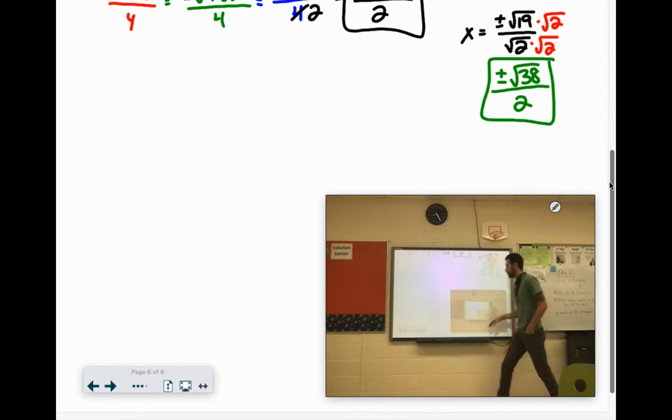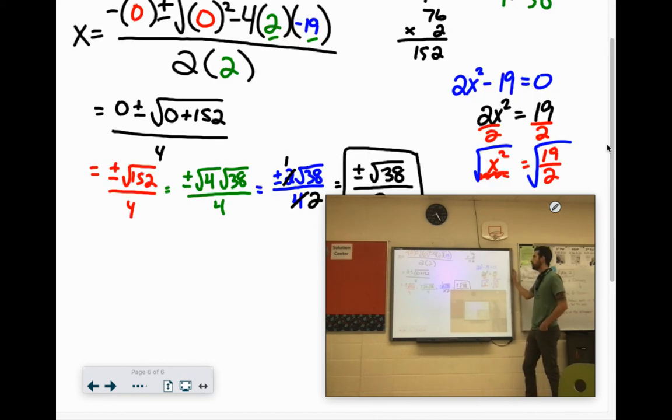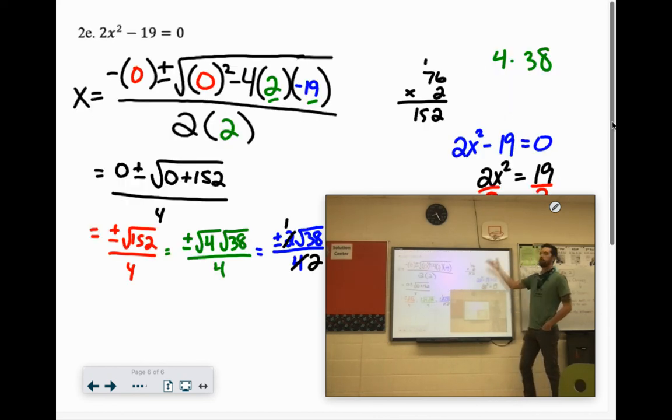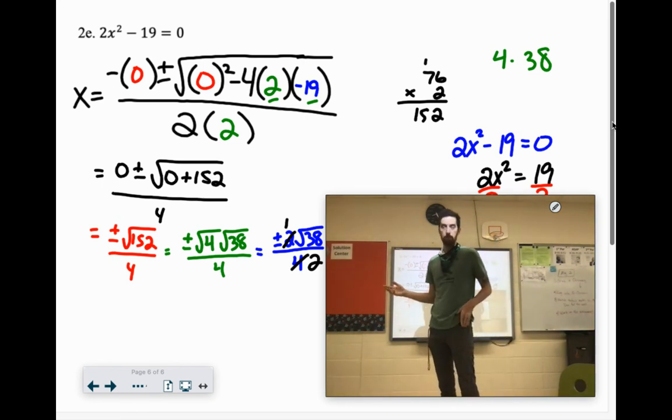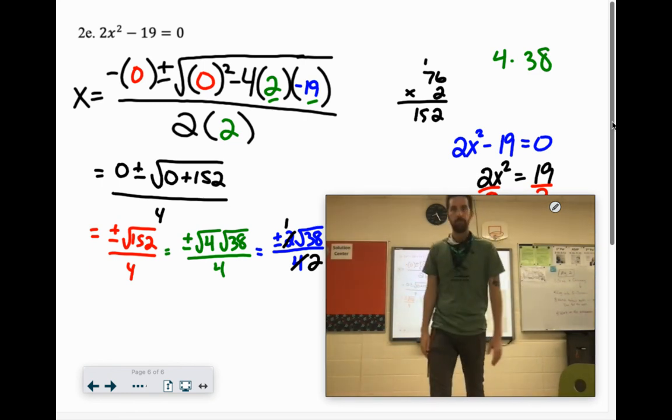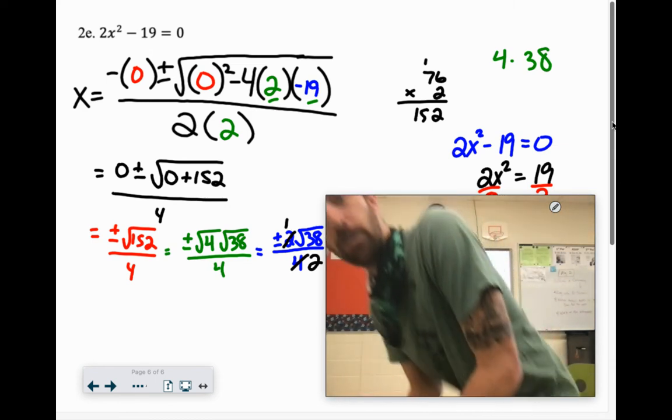Does it save work on this particular problem? I don't know. But you've got two options still. So usually when there's no b, I like to solve it with roots. But I mean, that one, it was almost just as easy to do the quadratic formula.